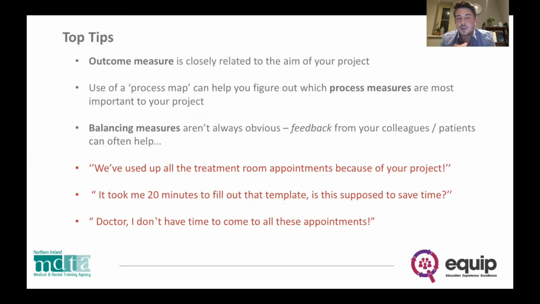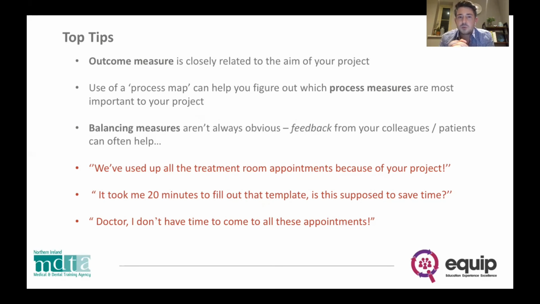Hopefully that's given you a little bit of insight into the choice of measures that could be applicable to any project. I have some top tips I just wish to share with you. Your outcome measure should be closely related to the aim of your project. It's the overall outcome that you're trying to improve. It has to be patient specific or staff specific, or whatever context your project is in.